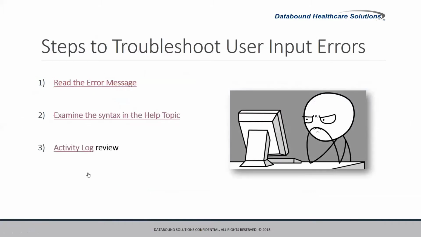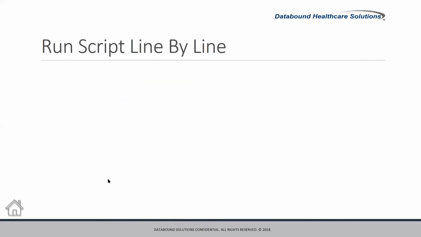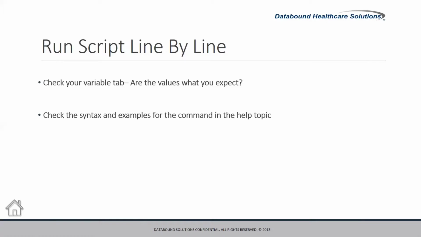And so the final step I have for troubleshooting user input errors is to debug your script line by line. And this is a very good summary of what we've already looked at. Checking your script line by line is really important. You want to make sure that everything you're expecting to happen is happening as you run through your script. So you want to check your variable tabs. Are the values what you expected? You want to check the syntax and examples for the command in the help topic. And you also want to check your lists if the error message is related to a list command.